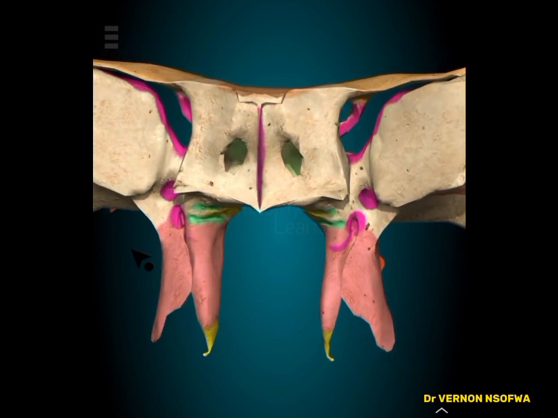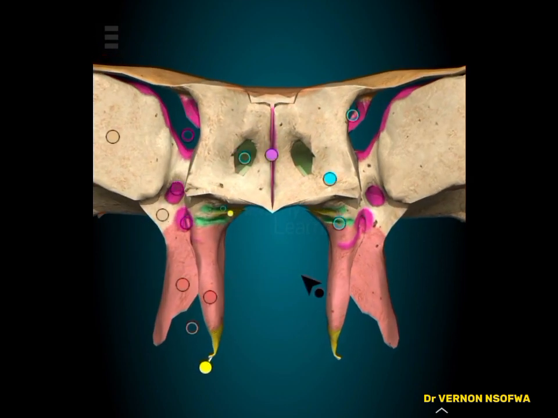Coming back to the anterior part of the sphenoid bone, we can see this part here that we call the pterygoid process. This pterygoid process has two plates. This plate here is called the medial plate of the pterygoid process, and this plate on the other side is called the lateral plate. Then we have this notch here, which is called the pterygoid notch.